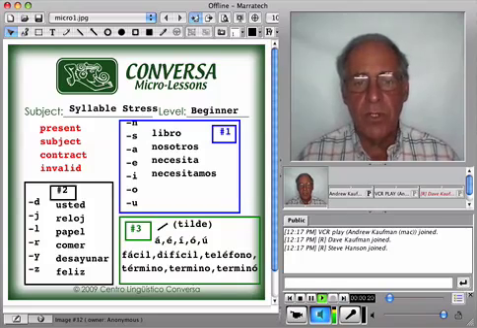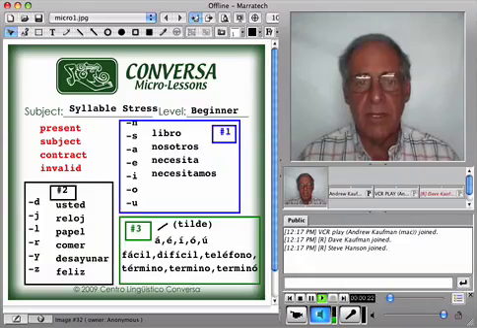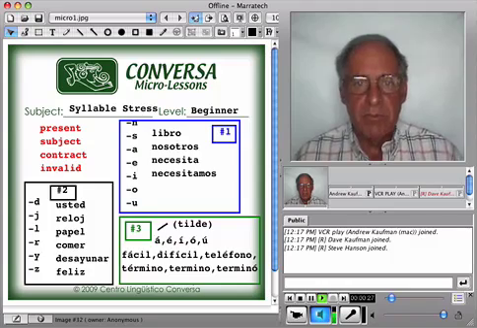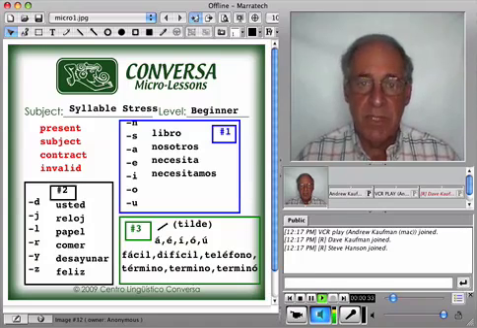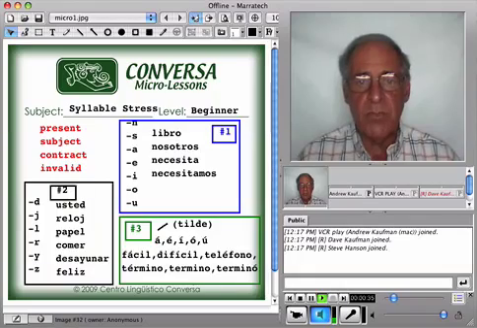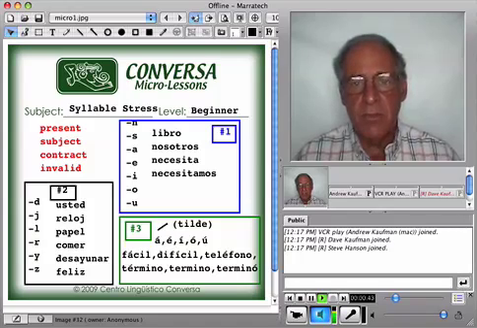Take a look at the four words in red at the top. Those are English words. I would perhaps pronounce them present, subject, contract, invalid. But be careful because English also permits pronunciations like present, subject, contract, invalid. English is a little tricky. Spanish is a lot more straightforward, very predictable.